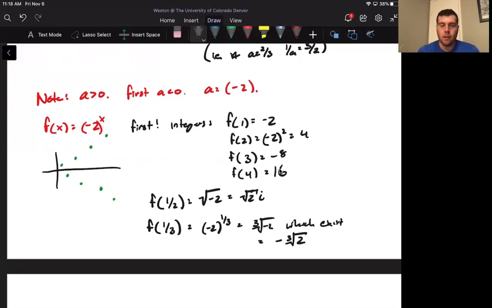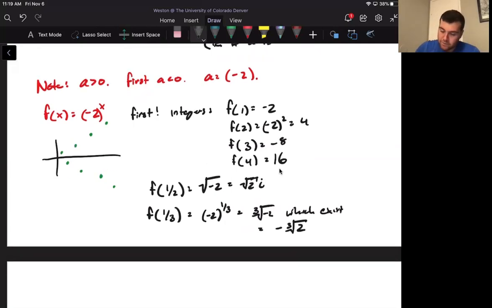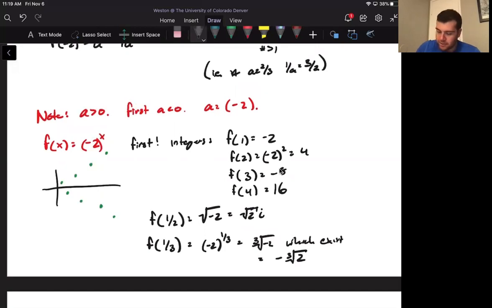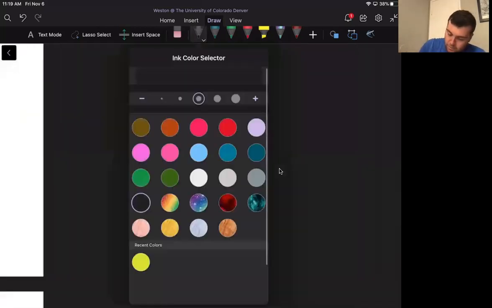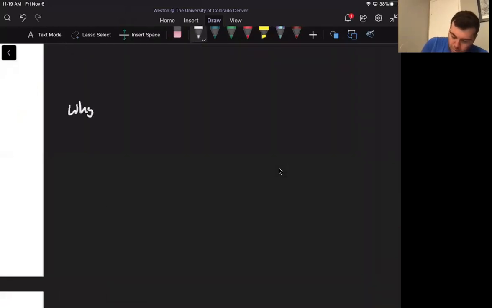Things get much worse when we're trying to evaluate at things like pi, because then how do we approximate it if it's going between negatives, negatives, imaginaries, positives? It's a disaster. So we just say that a has to be greater than 0. Then one last note: why can't a be 0?